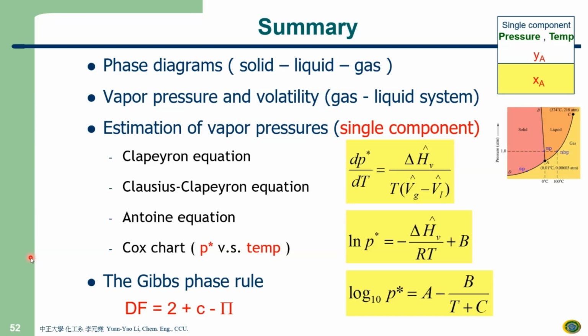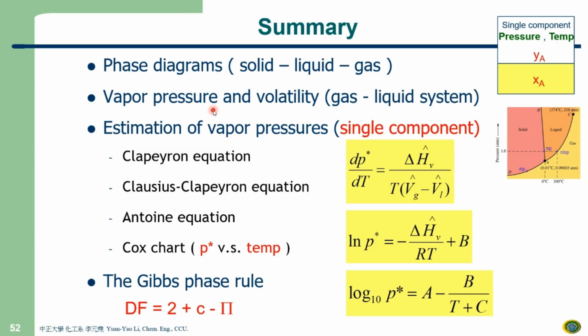Last week we moved from chapter 5 to chapter 6, which is related to two phases. Especially, we focus on the gas and liquid phases in the beginning. A very important point to understand is that first of all, you need to know how to read phase diagrams for a single species. This is a kind of phase diagram.